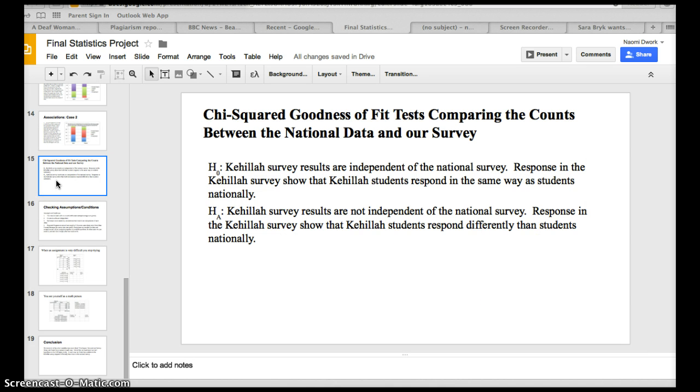Okay, then the third part of our project was we compared the counts between our survey and those from the national data. So again, we did another chi-squared test. This time our null hypothesis was that the survey results at Kahila were independent of the national survey. That means that the Kahila students respond in the same way as students do nationally. And the alternative hypothesis was that Kahila survey results are not independent of the national survey. So responses in the Kahila survey show that Kahila students respond differently than students do nationally.